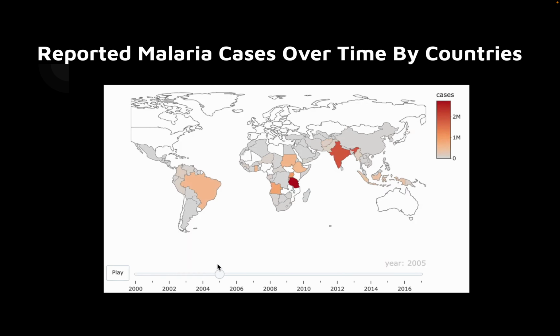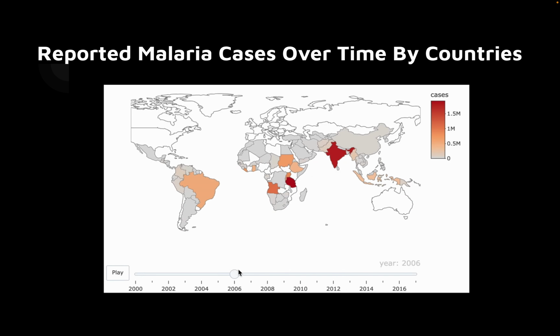At the beginning of the timeline, India and Yemen had the highest number of cases, shown in red. However, over time, the situation improved in these countries, and malaria began to concentrate in African nations, especially the Democratic Republic of Congo and Nigeria. This shift highlights how malaria has become a major public health challenge in Africa recently.